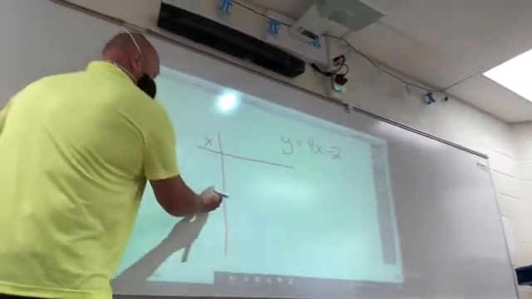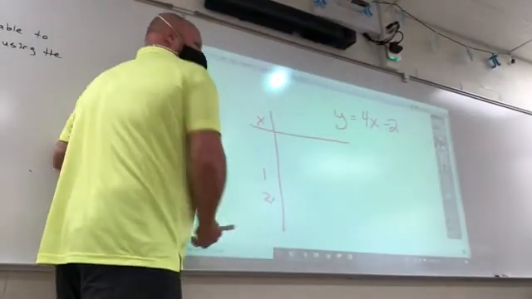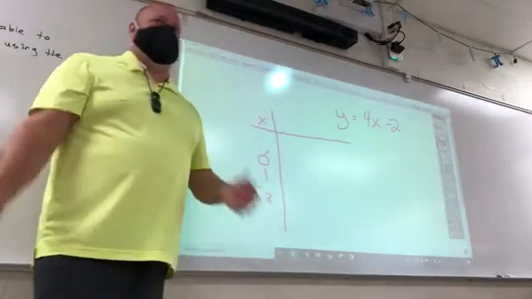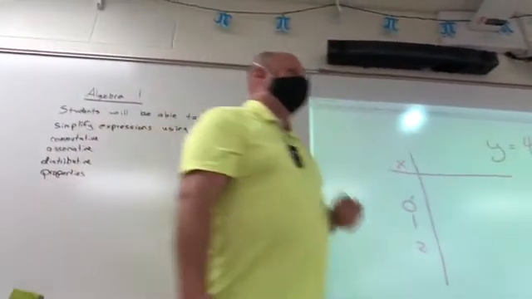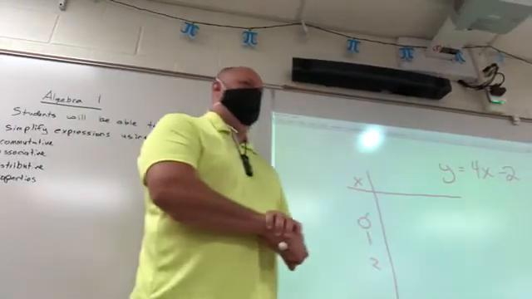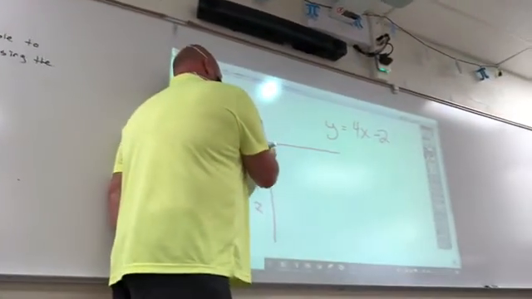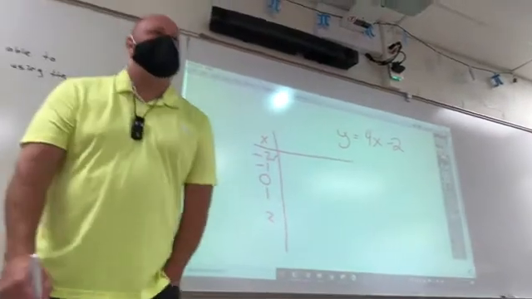So what are some nice small numbers? 1 would be a good number. 2 would be a good number. How about 0? 0 is an easy one to calculate, right? What else should we do? I'm also going to say -1 and -2. Why?